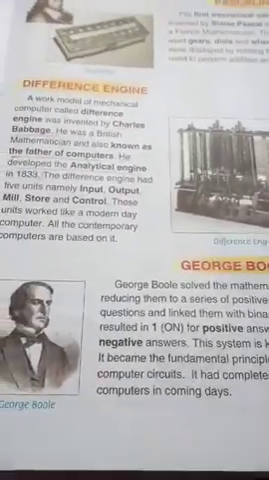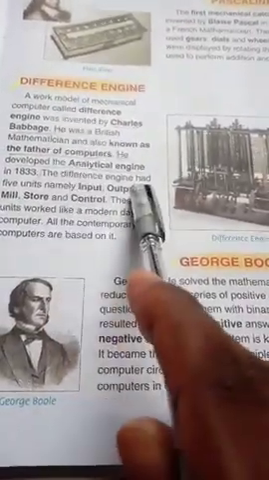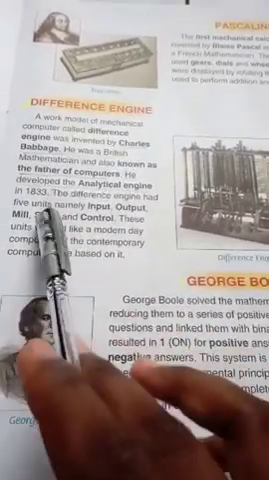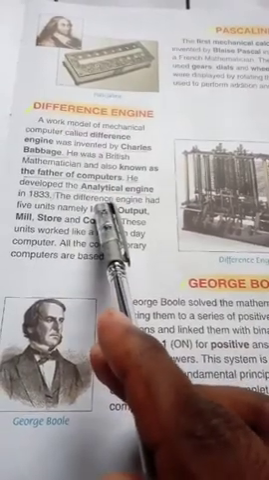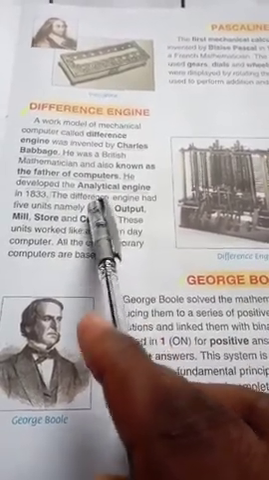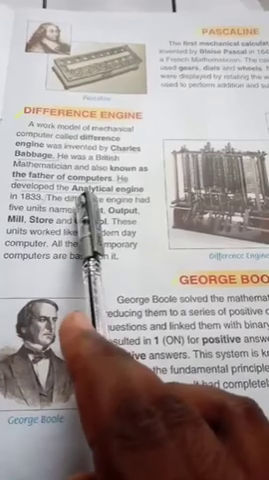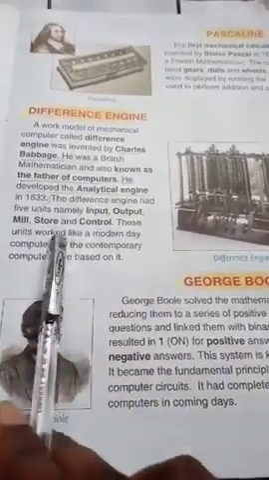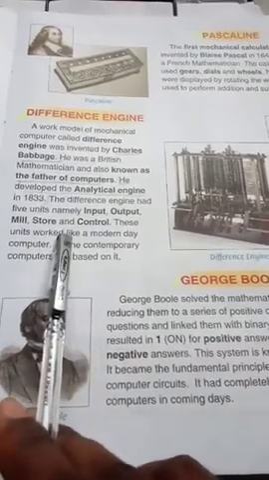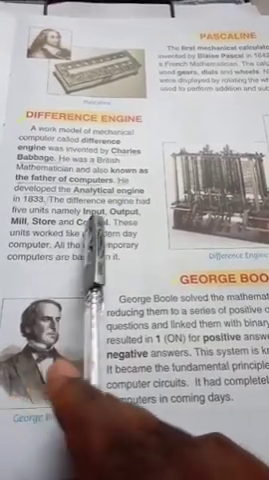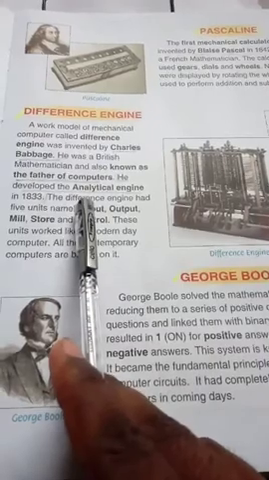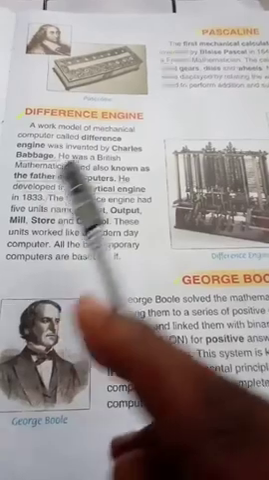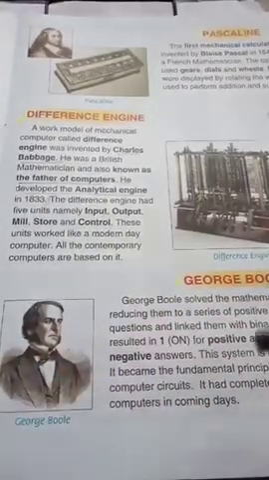And next one is the analytical engine. The analytical engine was designed by Charles Babbage in 1833, and it was the first general purpose automatic mechanical digital computer. So the analytical engine was the first general purpose automatic mechanical digital computer.